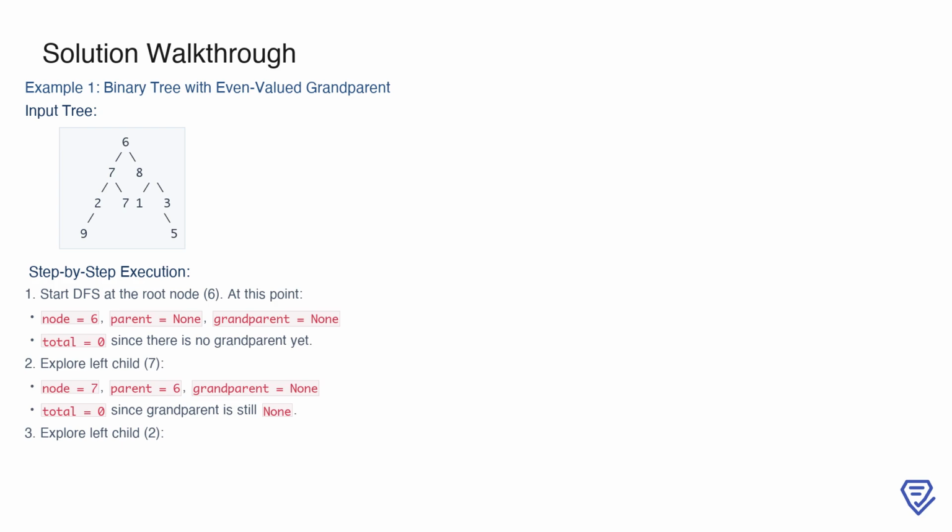Moving to the left child, node 7, we set its parent to 6 and the grandparent to none. Again, there's no contribution to the sum here because the grandparent is still absent. Then, we explore the left child of node 7, which is node 2. Now, the parent is 7, and the grandparent is 6. Since the grandparent, 6, is an even number, we add the value of node 2 to the total sum. This brings the running total to 2.